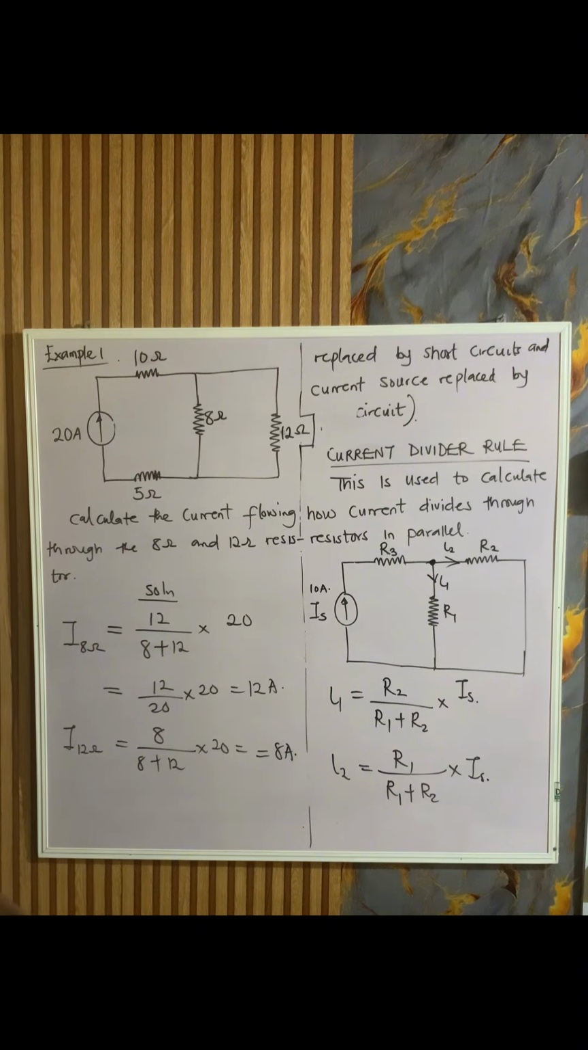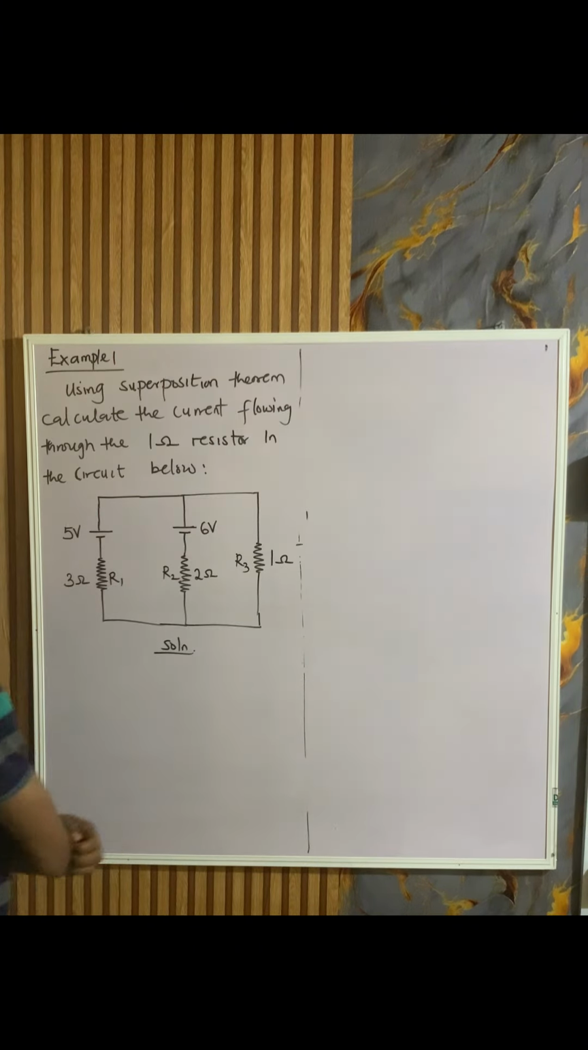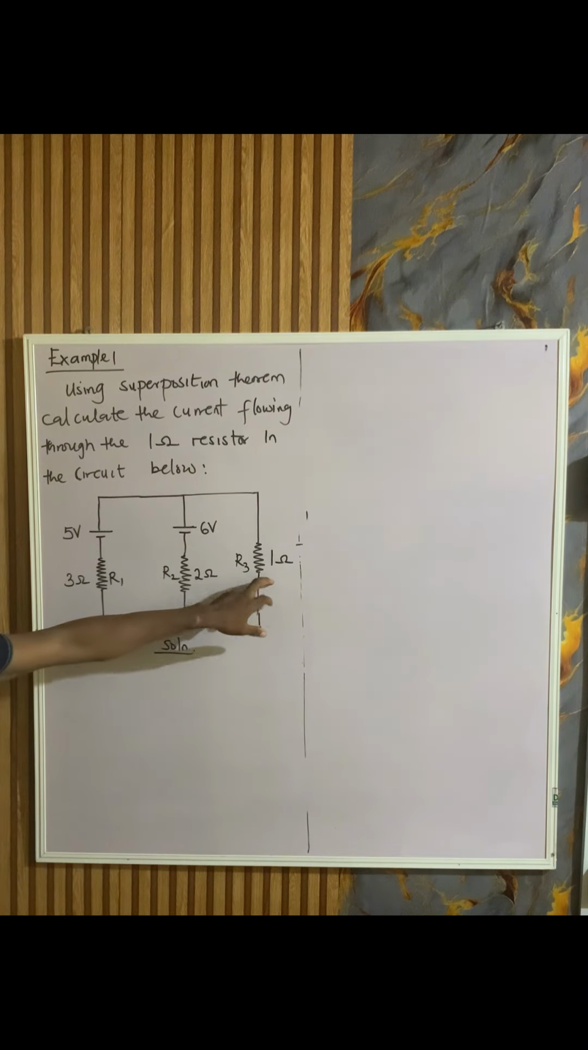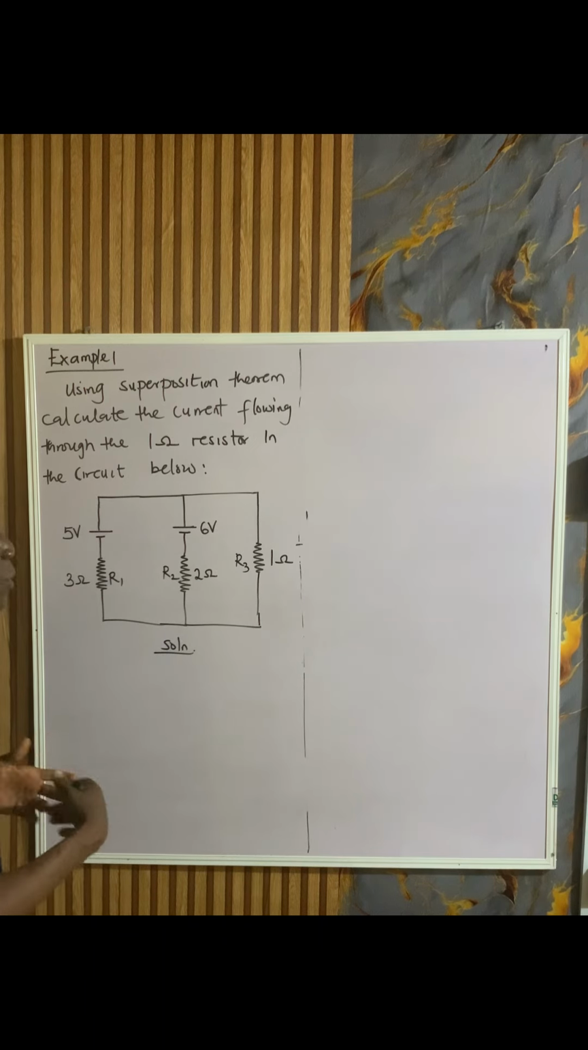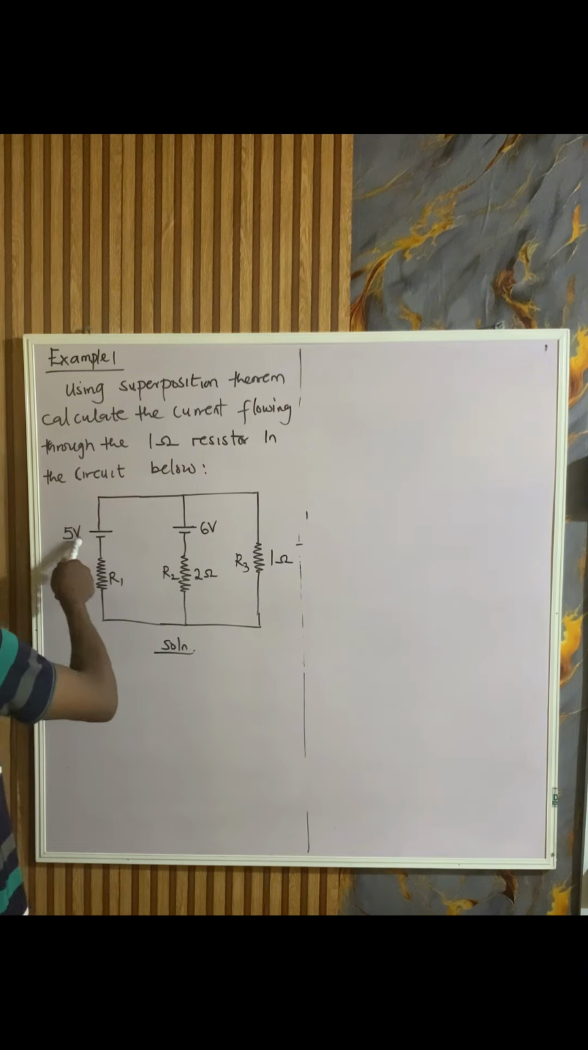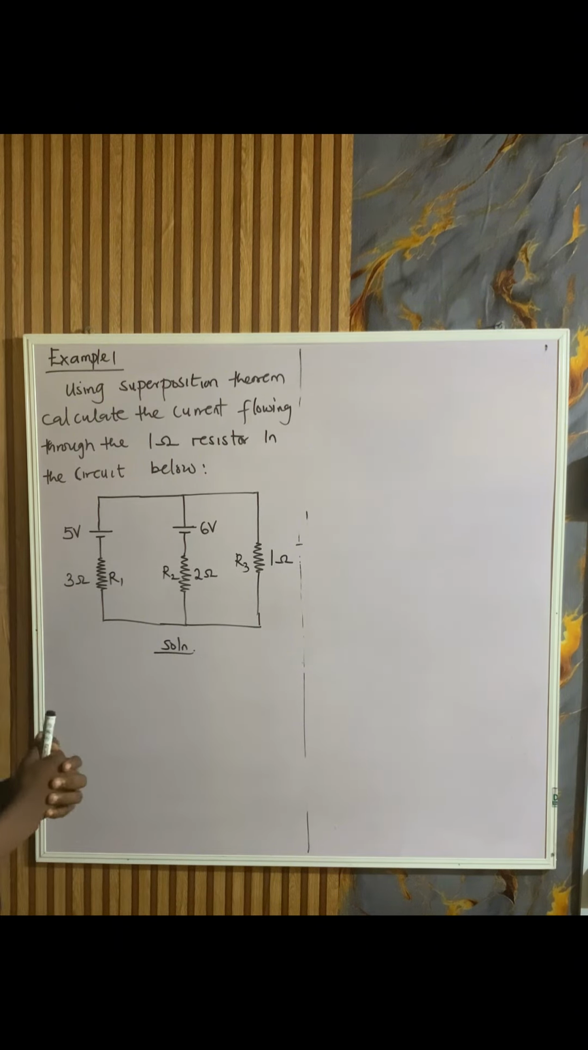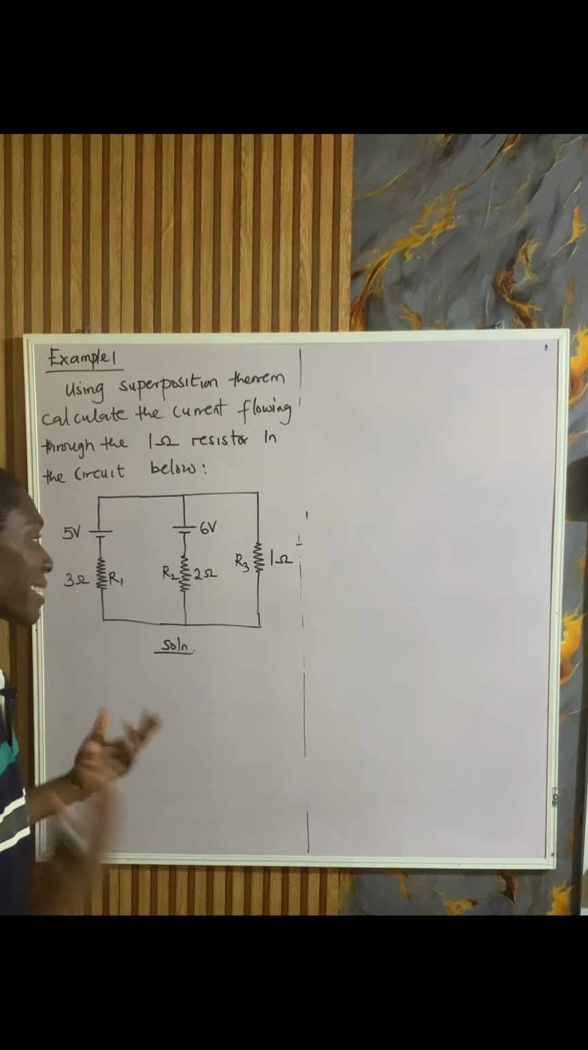Now let's take an example under the superposition theorem. The question says, using superposition theorem, calculate the current flowing through the 1 ohm resistor in the circuit below. So I'm looking for the current flowing through this 1 ohm resistor. That's our load resistor. The solution is simply saying that when you have more than one source, and we can see we have a 5 volt source and a 6 volt source, we consider one source at a time.